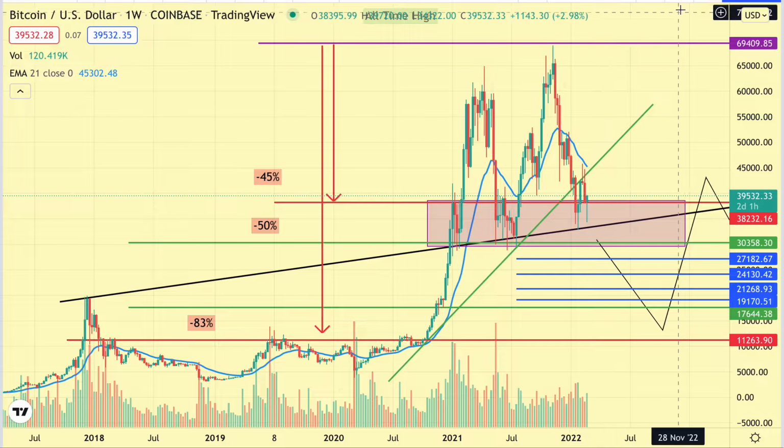Now I'm going to introduce you to a different chart where I have drawn many lines that may look a little bit complicated, overcomplicated to you. I'm going to go through and explain each line, one by one, so it makes sense for you.